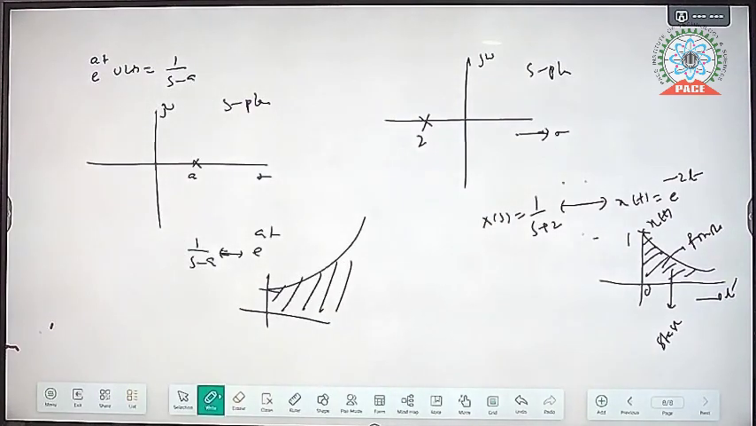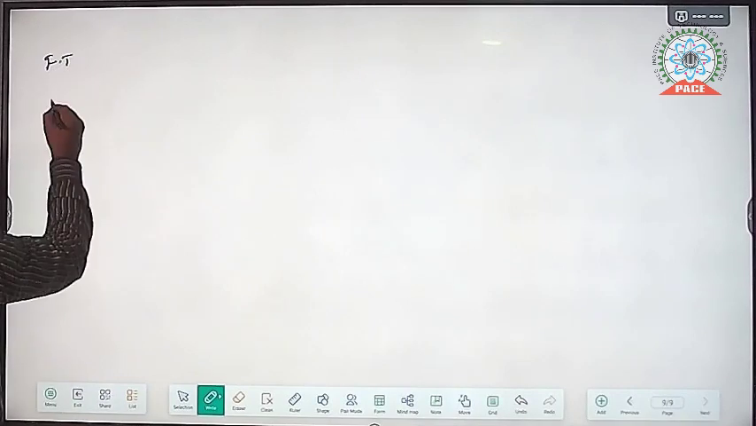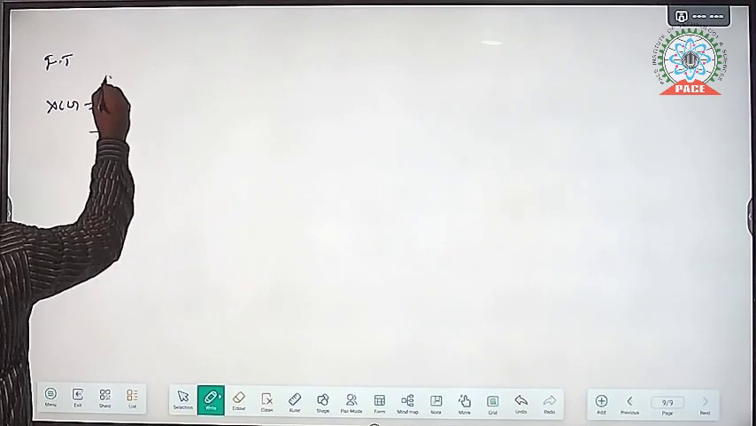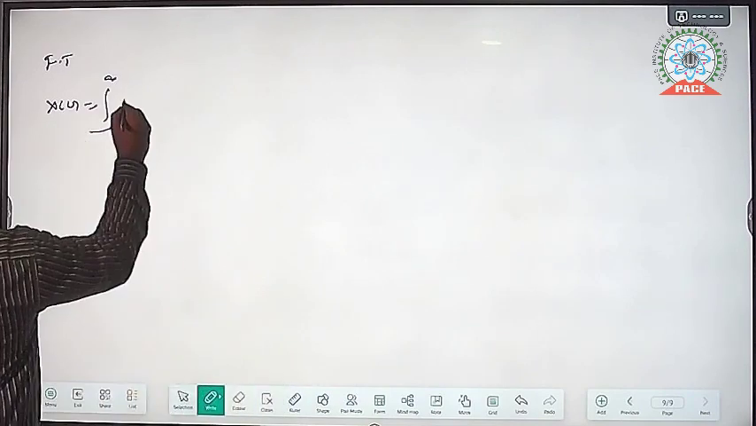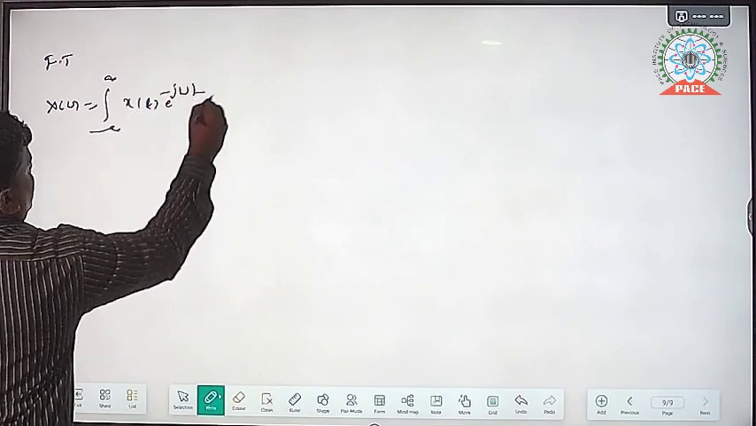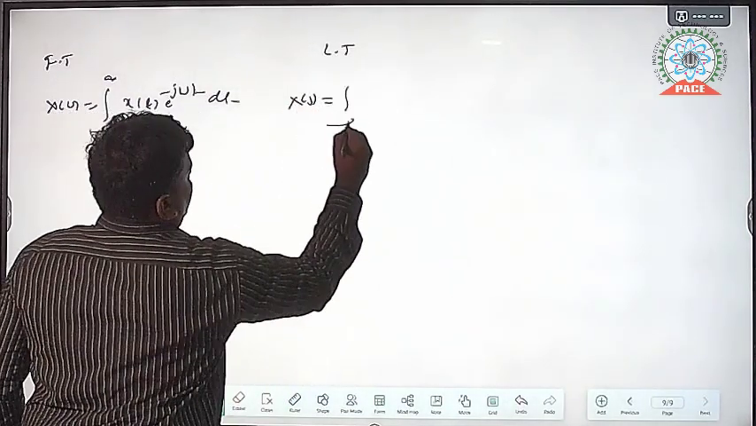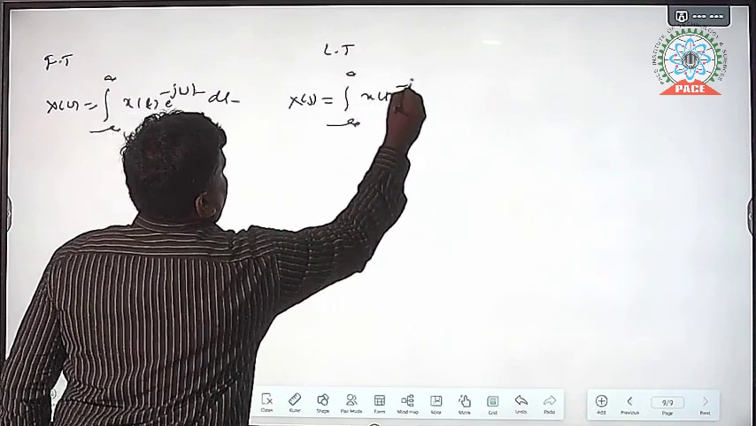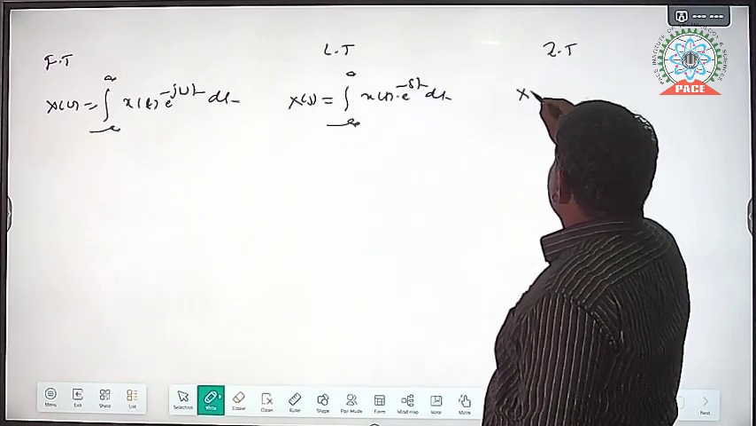What is the Z transform? What is the difference between the Laplace transform, Z transform and Fourier transform? Fourier transform: X(omega) equals the integration from minus infinity to infinity of x(t) e^(-j omega t) dt. This is the Fourier transform. The Laplace transform, X(s), in the s domain, is the integration from minus infinity to infinity of x(t) e^(-st) dt. In the Z transform, X(z) = sigma n = minus infinity to infinity of x(n) z^(-n).